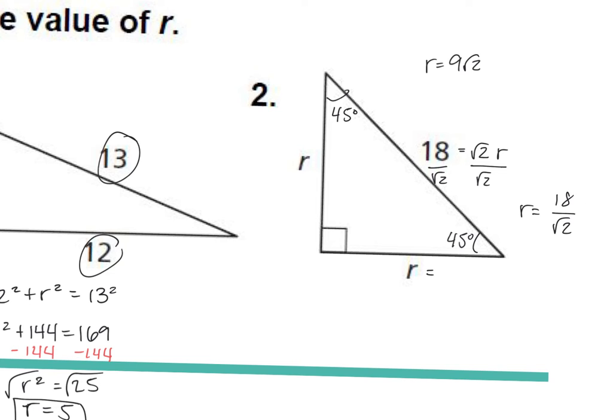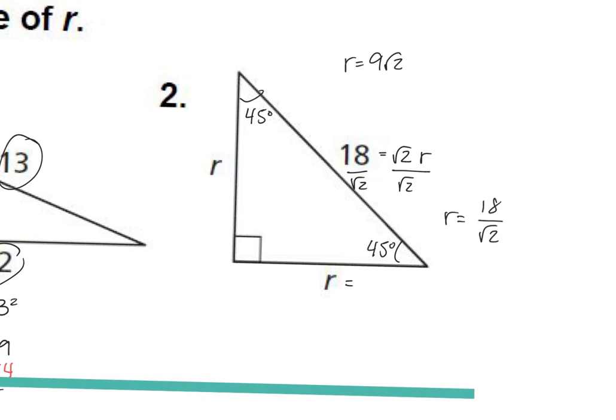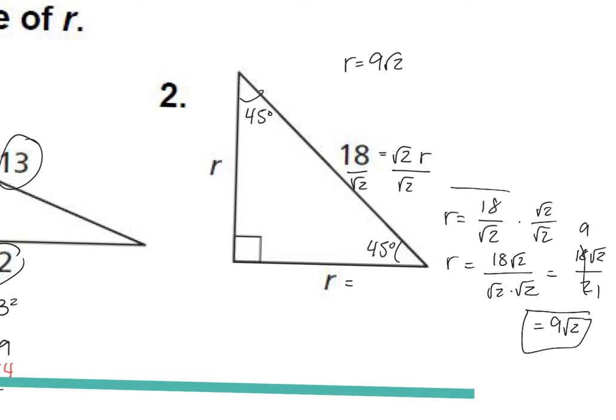How on earth did we get it to look like 9 times the square root of 2? You just got to multiply the top and the bottom by the square root of 2, okay? We multiply the top and the bottom by the square root of 2, square root of 2, and you get r equals 18 times the square root of 2 over the square root of 2 times the square root of 2, which is just 18 square root of 2 over 2. And these cancel and give you 9 over 1, so it's just 9 times the square root of 2. Again, since this was a free response, if you left it as r equals 18 divided by the square root of 2, absolutely right, okay?